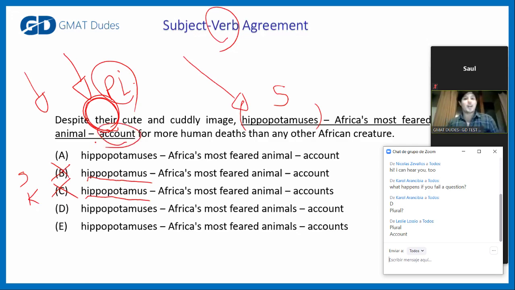Account. So this is the interesting thing as well. You know that the subject can be singular or it can be plural, right? For example, table is singular and tables is plural. Well, guess what? The same happens with verbs. Verbs can also be singular or plural.